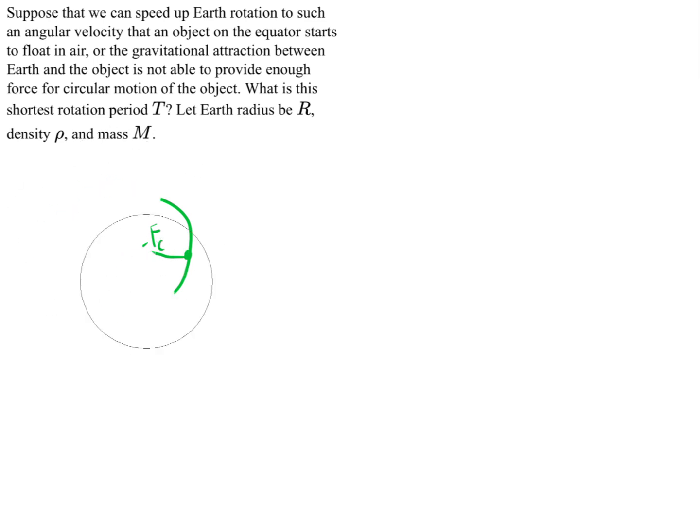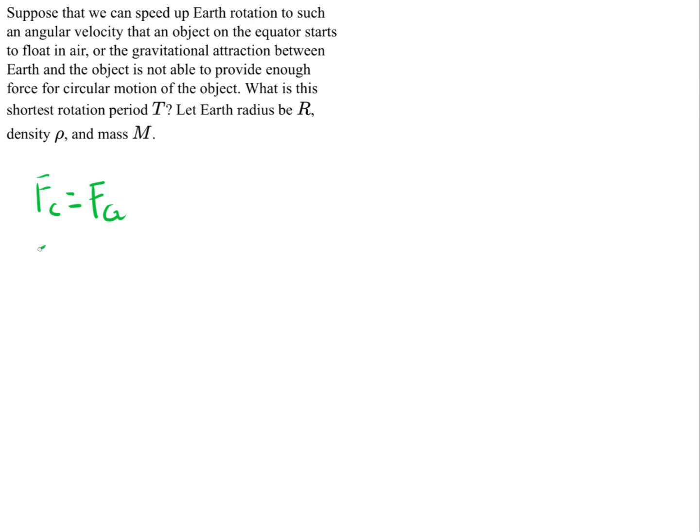And basically, when you start floating, it's when the centripetal force required to keep you spinning in the circular path is equal to the force of gravity, which means that the force of gravity is providing all of the necessary centripetal force, or radial force. And there's just no gravity left to keep you on the ground, so you start floating. So this is basically what's happening.